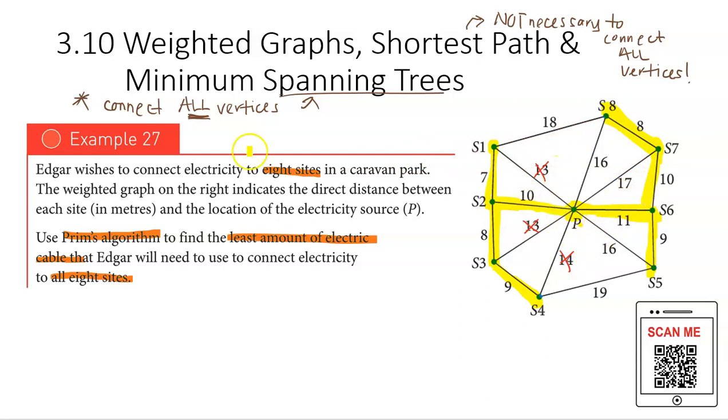Once you have identified the minimum distance using a highlighter, the next thing is please draw it out. Normally the question is you need to draw out the spanning tree. So you just need to remain the position of the vertices and just draw the edges. So this one is P. P connects to S2, S2 to S1 and S3, and so on to S4.